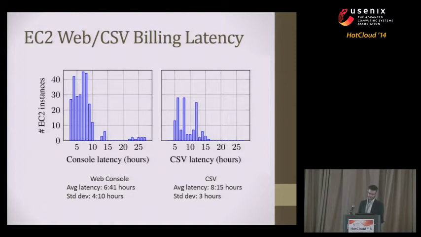For EC2 then, the web-based GUI updated the fastest actually, with an average of 6 hours and 40 minutes. Well, their detailed hourly CSV files, which you can see in the other graph, updated with an average latency of 8 hours, 15 minutes. CloudWatch and the cost allocation CSVs were even slower, with latencies of 11 hours for CloudWatch to days for the cost allocation CSVs.